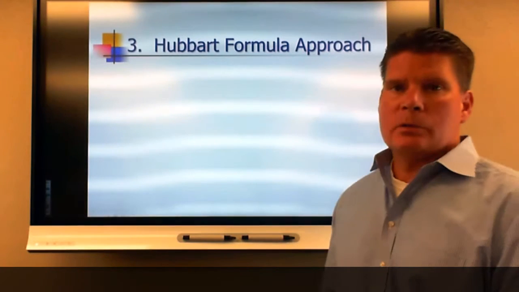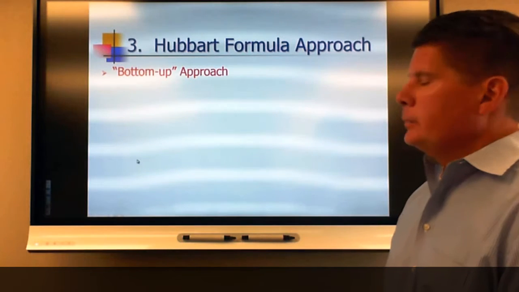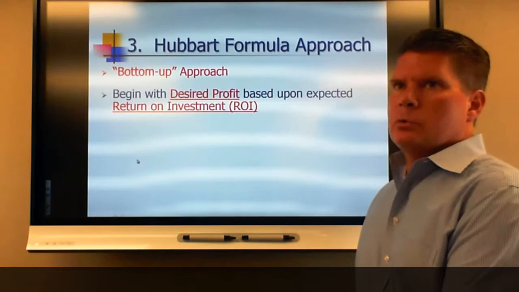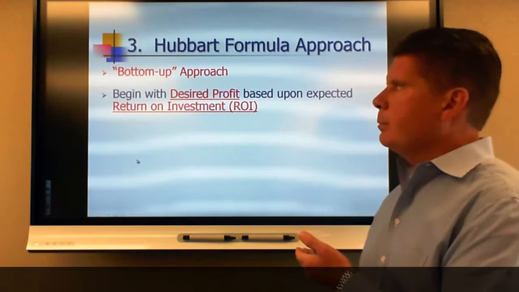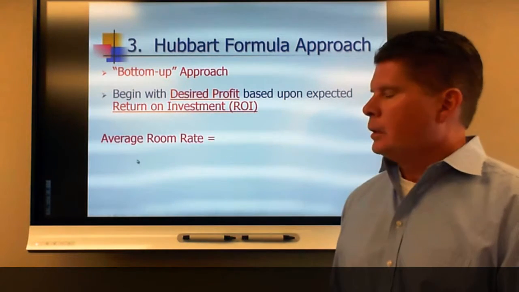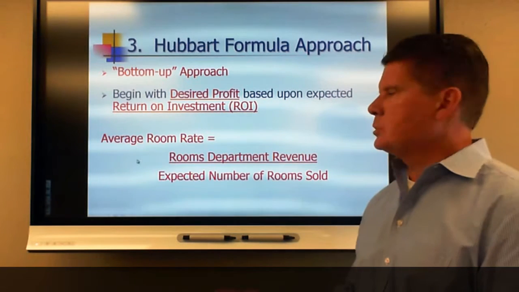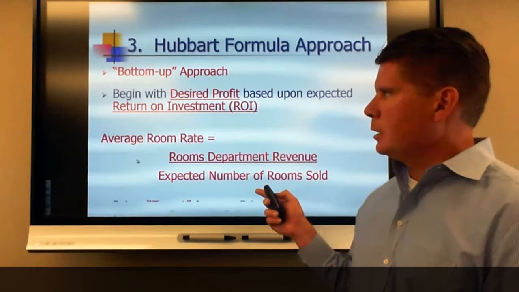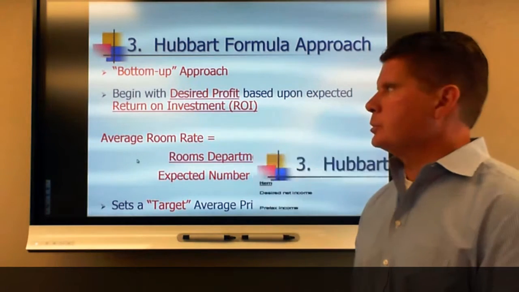The more complex way to look at your room rates is the Hubbard formula, and it's considered to be a bottom-up approach. What that means is that we determine how much our desired profit is and then work our way up based on our expected return on investment. It calculates your average room rate based on how much departmental revenue you should have and how many rooms you should sell. It's just trying to get a target average price for what your room should sell.